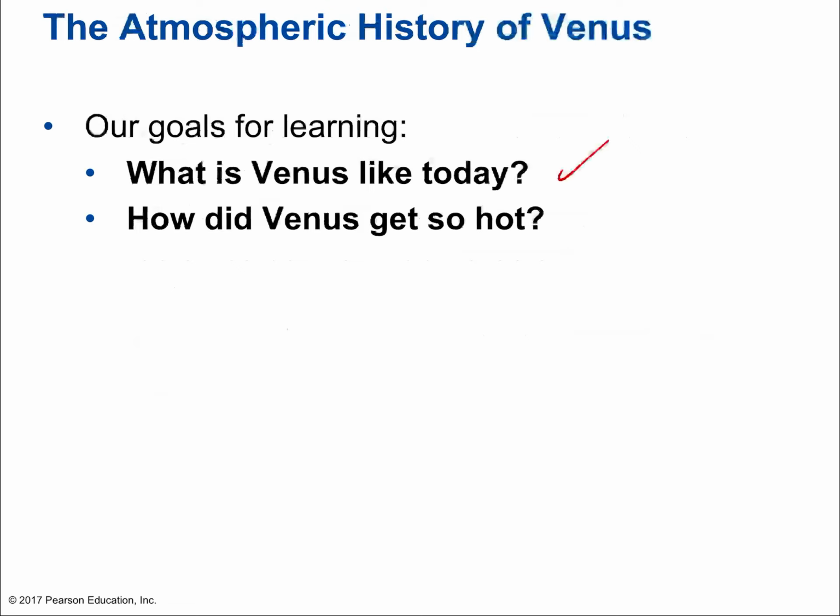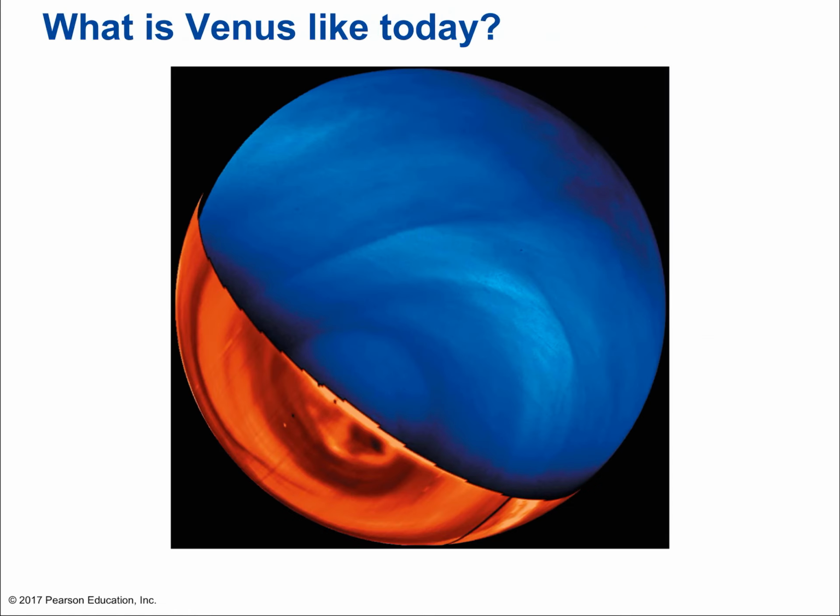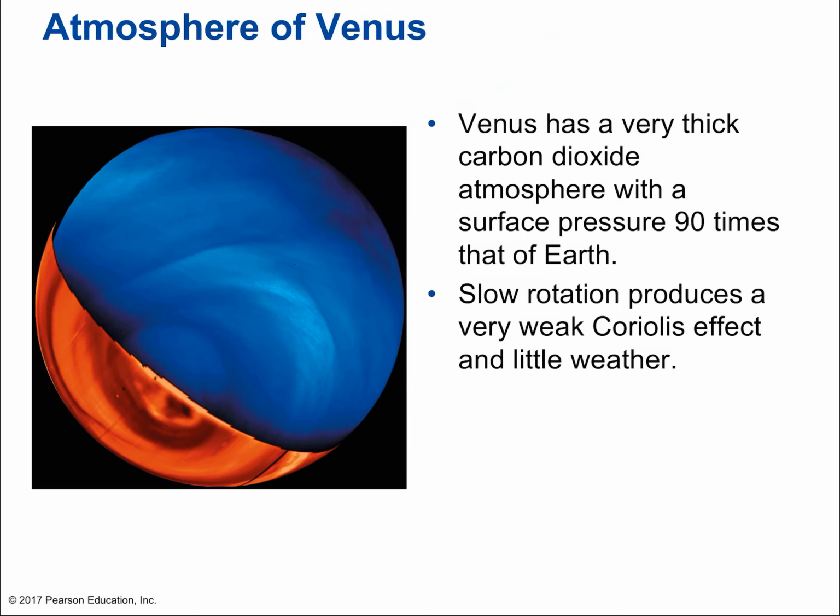What is Venus like today, and how did it get so hot? Okay. So what is Venus like today? Well, Venus has a very thick carbon dioxide atmosphere with surface pressure 90 times that of Earth. 90 times the pressure. That is hard to comprehend. I mean, you could go to the bottom of the deepest ocean, where they have to build special types of submarines that don't get crushed from the pressure, and it would only be about 10 times atmospheric pressure. 90 times is just incomprehensible.